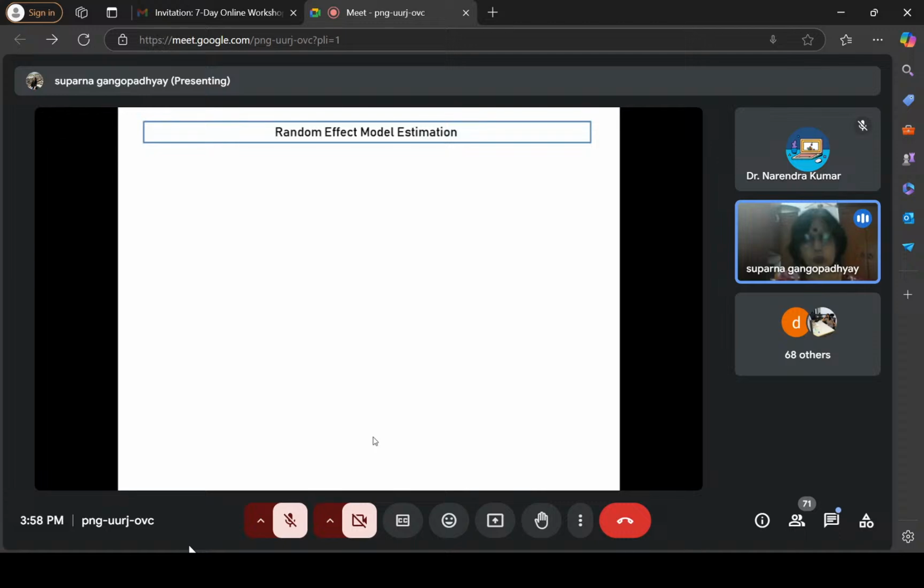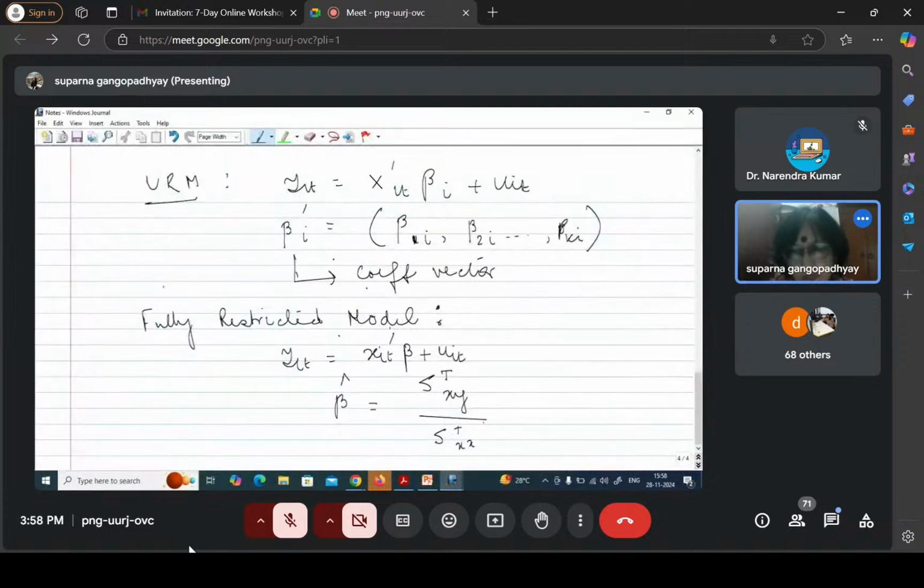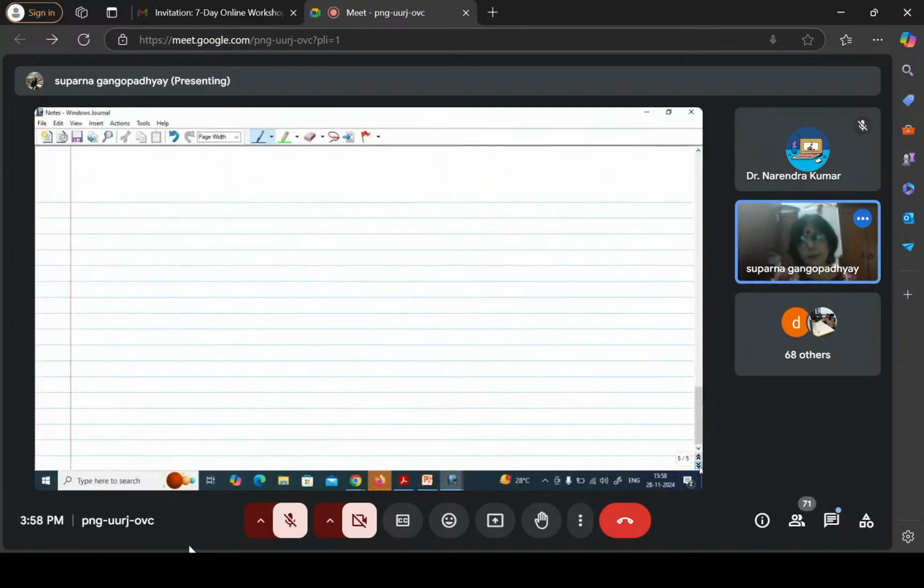Before I move on to random effect estimation, within estimation and between estimation, let me show you one thing. Where is my board? Sorry. Let me take my board first. Let me first finish the fixed effect in a proper way. Fixed effect model.